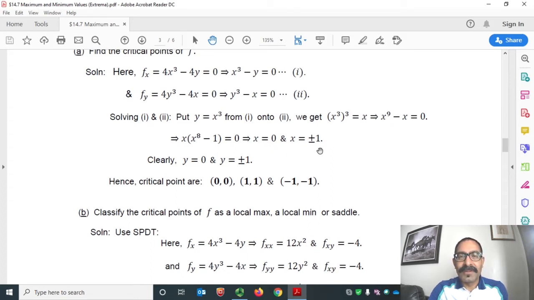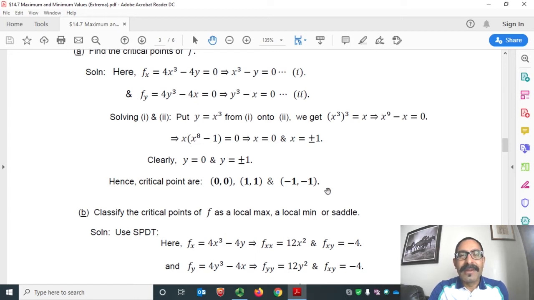So let's find the corresponding y values. When x is 0, y is 0, because here we use y equals x cubed. When x is plus or minus 1, y is plus or minus 1. That means when x is 1, y is 1. When x is minus 1, y is minus 1. I hope this computation makes sense to you all. Then we have the critical points (0, 0), (1, 1), and (-1, -1). So we have 3 critical points.